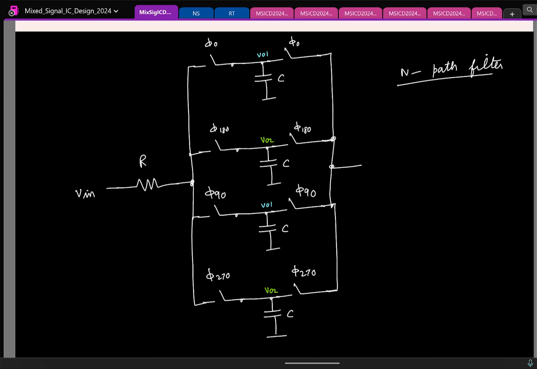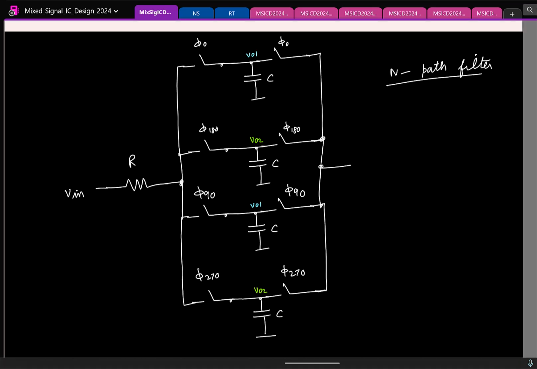So in practice, there is another common variant. I will just show that and end the class today. See here, actually let me label the outputs properly. This is, let us say, VO3, VO4. Now tell me, this is the output.